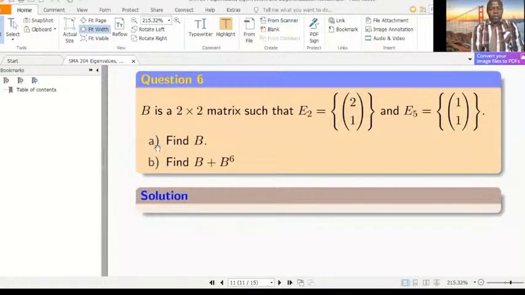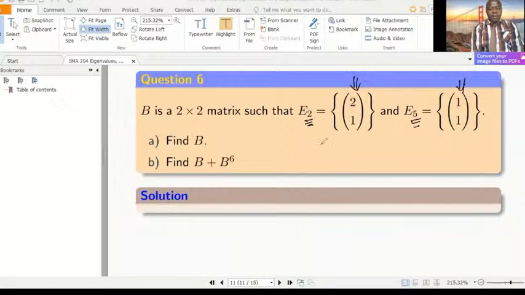Now let's look at this question 6. Question 6 says P is a 2 by 2 matrix such that the null space, or the basis, corresponding to lambda is 2. See, this 2 is the eigenvalue, and this 5 is the eigenvalue. So then the eigenvector is that, and the eigenvector here is that.